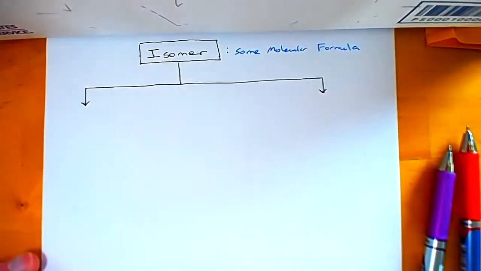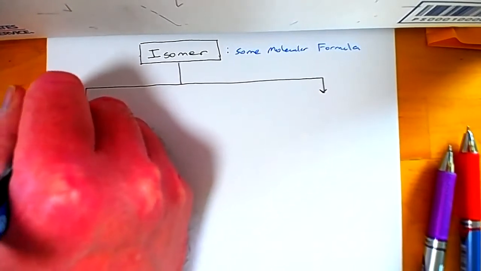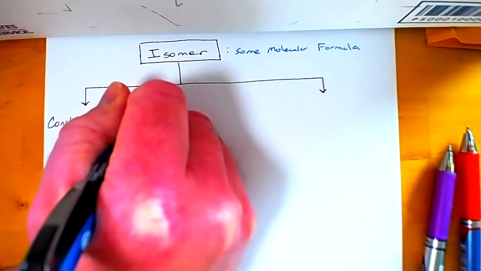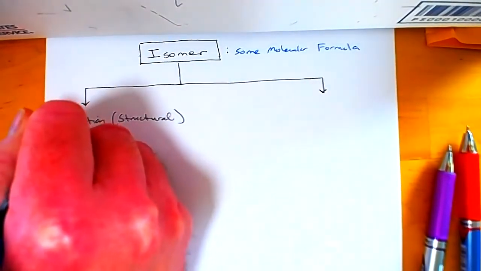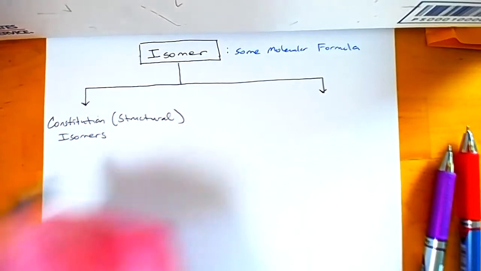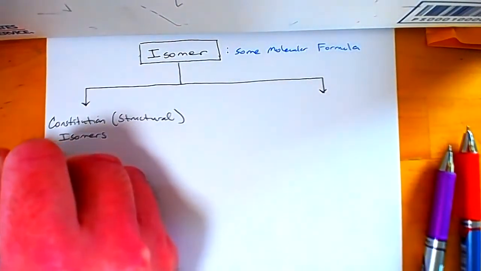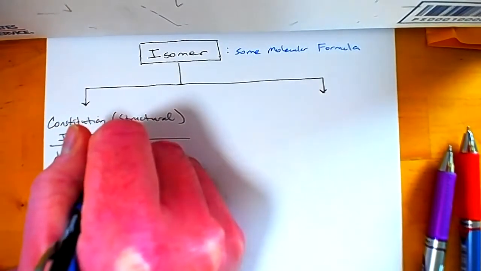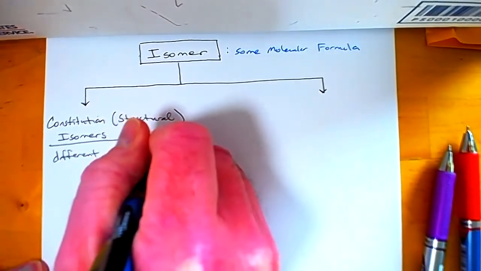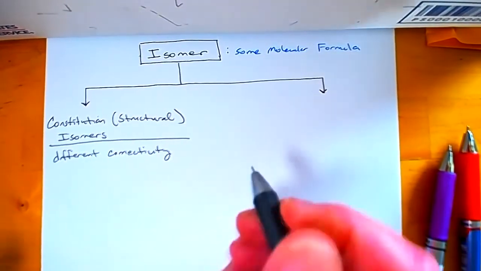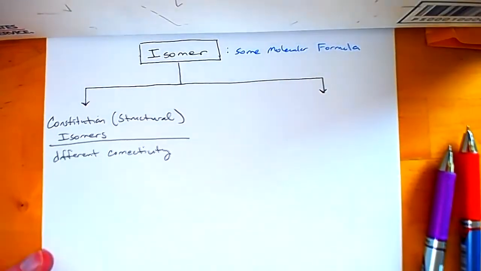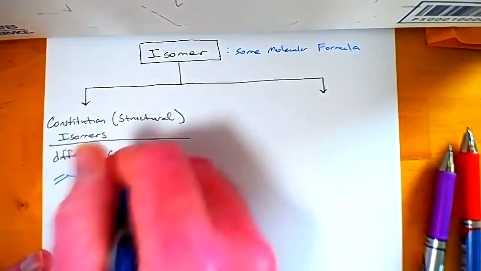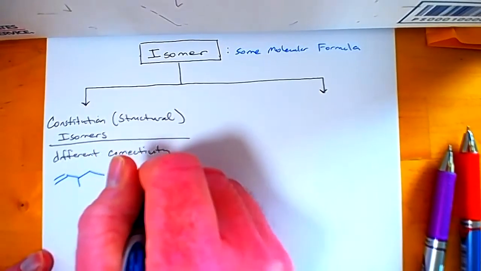Okay, now one branch, which we're going to come over here, is called constitutional, also known as structural isomers. And constitutional isomers and structural isomers are basically compounds that have completely different connectivity, meaning that the only thing that they share in common is the chemical formula. Okay, so for instance, if we were looking at this compound here, versus say this compound here.